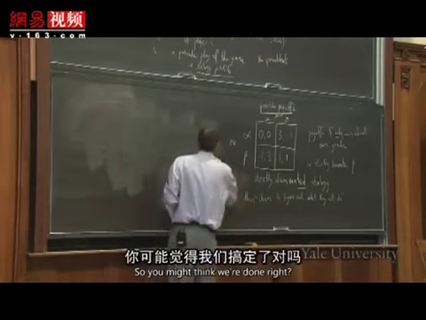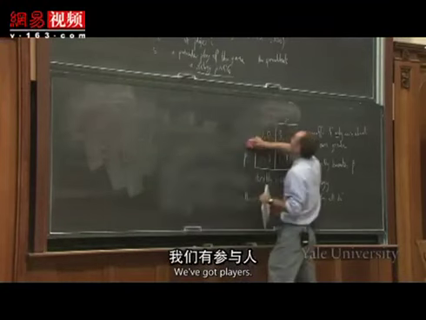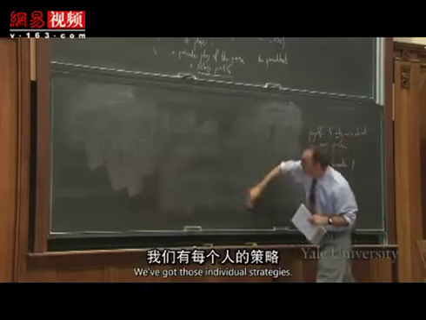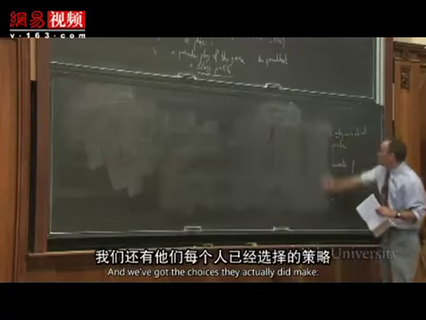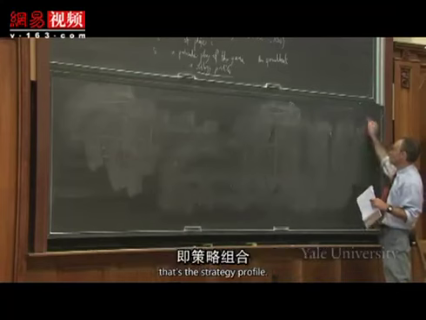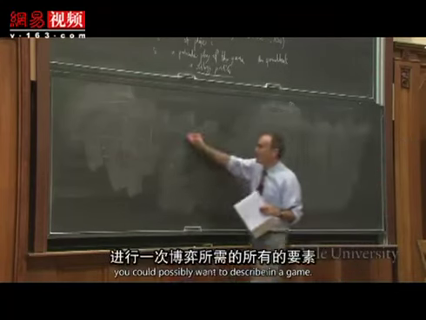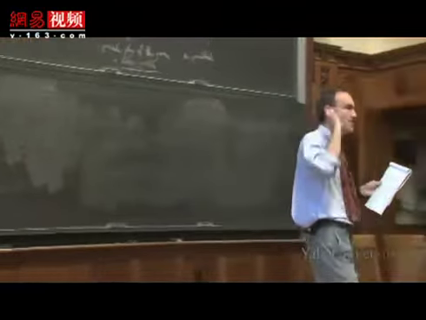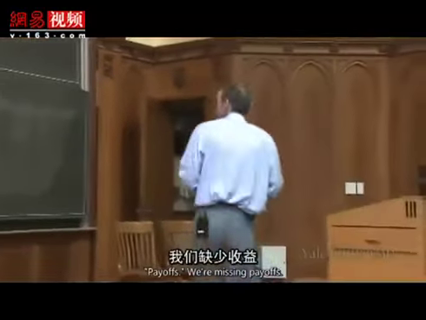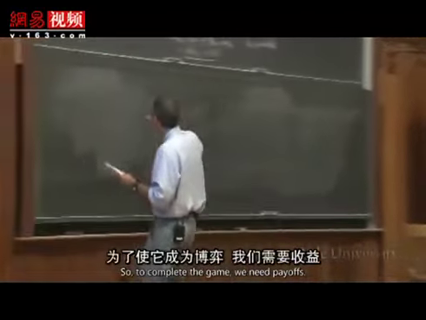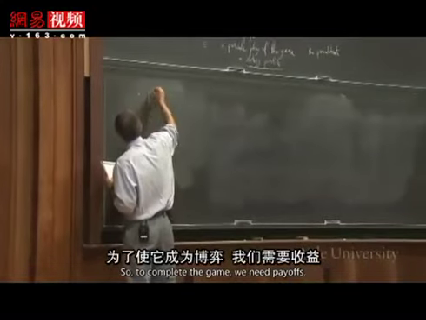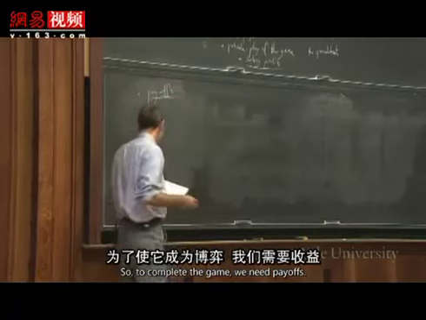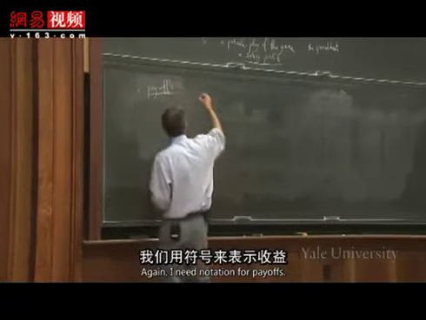So you might think we're done, right? We've got players. We've got the choices they could make. That's their strategy sets. We've got those individual strategies. And we've got the choices they actually did make. That's the strategy profile. Seems like we've got everything you could possibly want to describe a game. What are we missing here? Payoffs. We're missing payoffs, right? So to complete the game, we need payoffs.